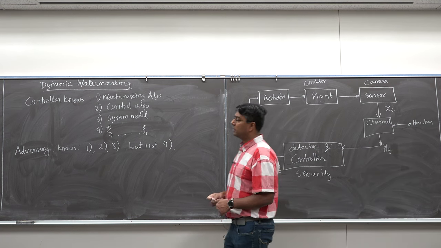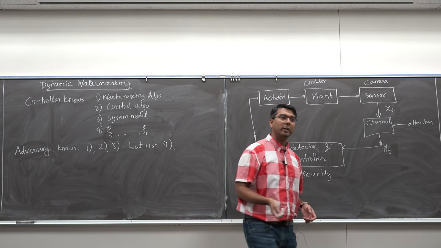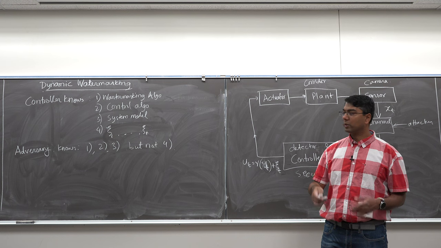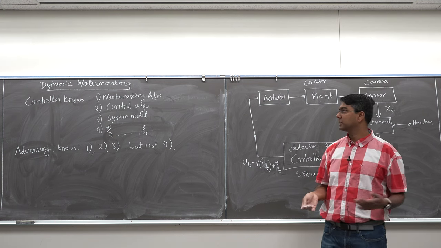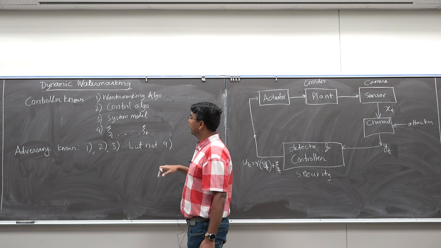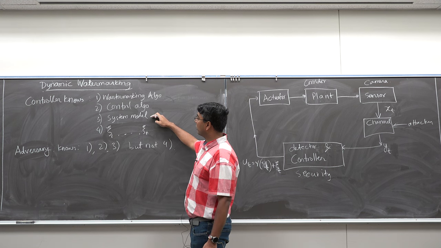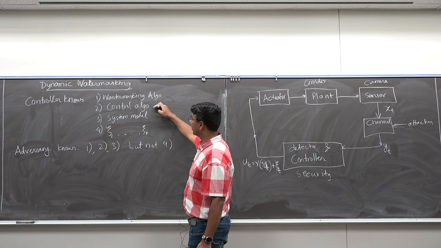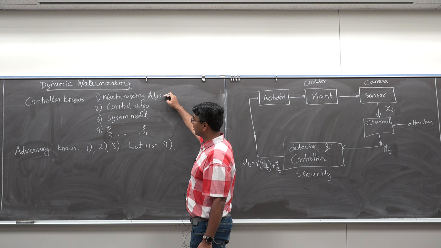If you look at a vehicle, you can plug in something to your OBD port, and you can collect all the information that is coming on the CAN bus. So you can deduce the system model from that. So system model is also not that difficult. Control algorithm is not too difficult. Watermarking algorithm is not too difficult.